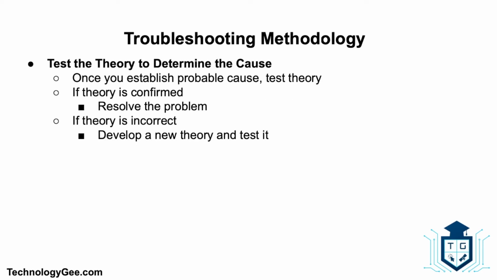So step 3, you want to test the theory to determine the cause. So once you believe you have established probable cause, it is now time to test the theory to determine that cause. This can include things like checking to make sure the correct IP addresses, subnet masks, and default gateways have been assigned to an end device in order to verify that the end device is able to reach the correct default gateway. If the theory is confirmed, then it's time to resolve that problem. If you come to the conclusion that the theory is incorrect, the next thing you should do is develop a new theory and then test that theory.